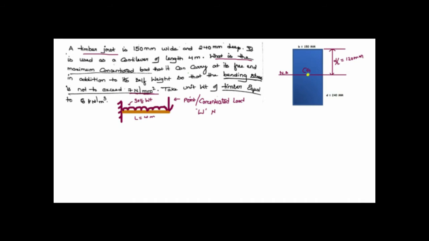This is the maximum load. This is the point load. He's asking what is the load that can be exerted at its free end. Point load or concentrated load, both are the same. So let us take it as W Newton and the self weight as a UDL. Let me calculate the point load, the self weight, and the moment due to self weight and the point load at the end.